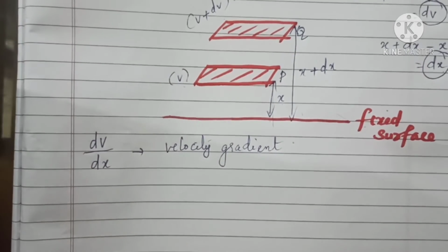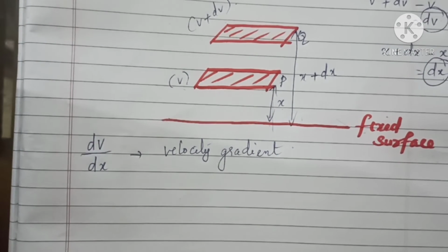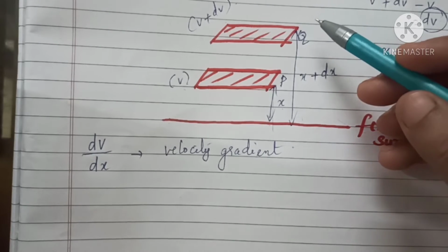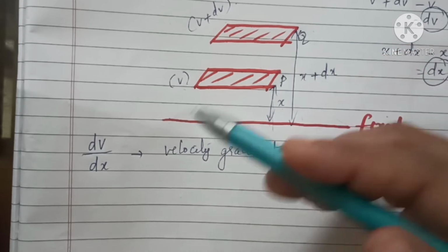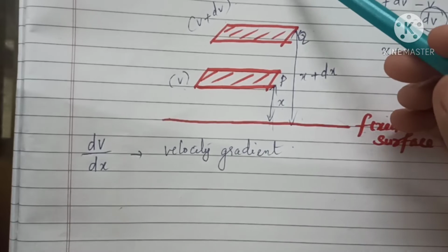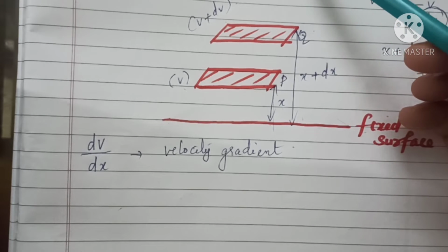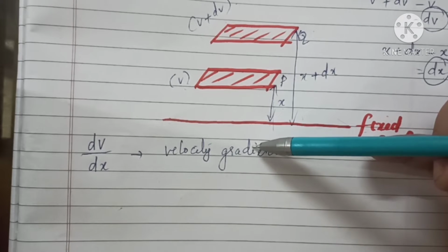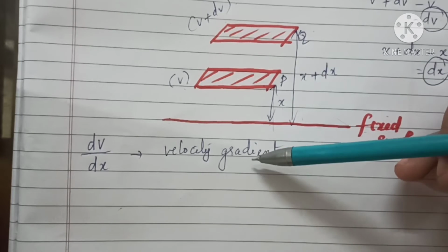Okay, velocity gradient. And this velocity gradient is in the direction of increasing distance. Now, I just told this because we are going to study in detail about coefficient of viscosity. While discussing coefficient of viscosity, we need this term velocity gradient. That's why I told this velocity gradient.